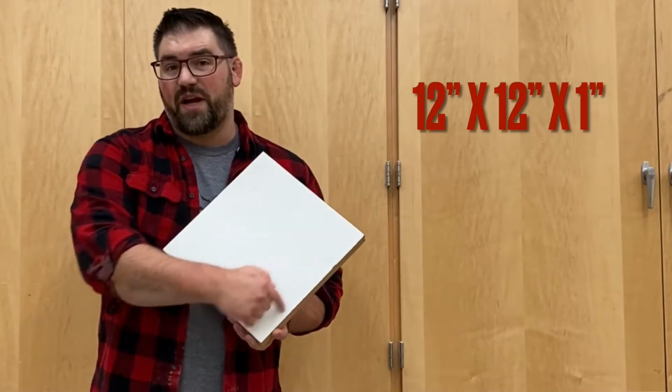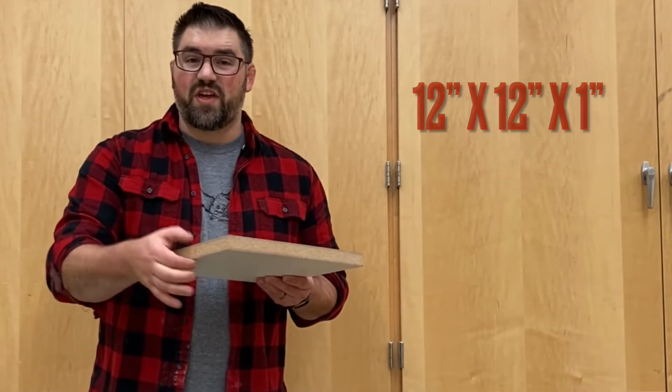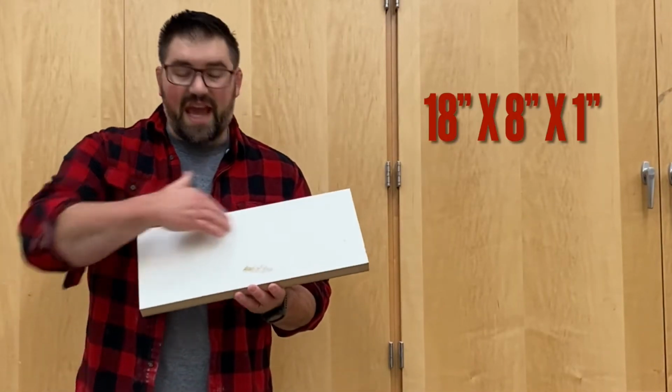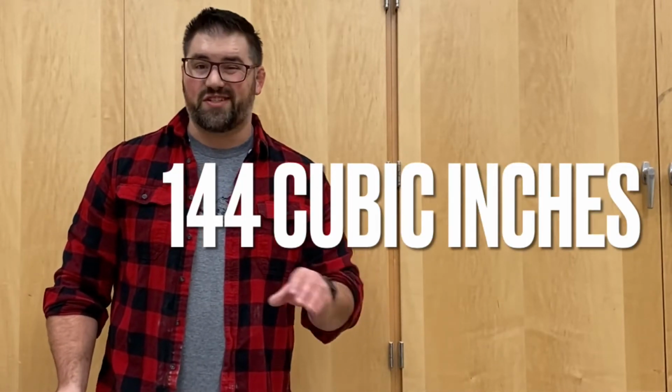A board foot is different. A board foot is a 12-inch by 12-inch by 1-inch thick piece. But to complicate it, a board foot can also be 18 inches by 8 inches by 1 inch thick, or any dimension that equals 144 cubic inches. See, a board foot is actually a measurement of volume and not length or linear inches. So it is the volume, length times width times height, of a piece of wood.